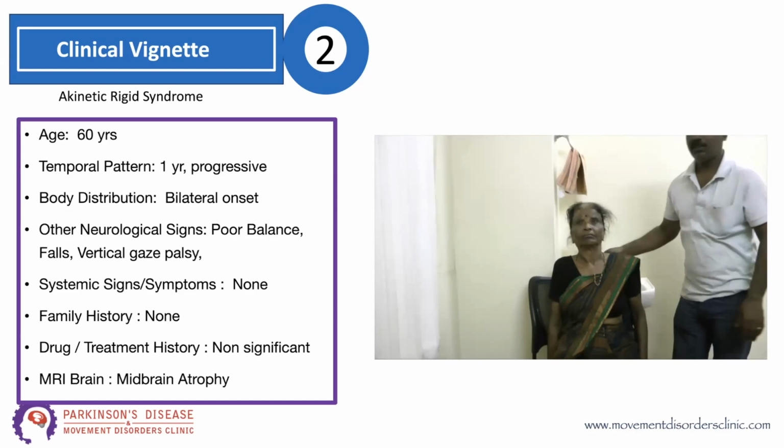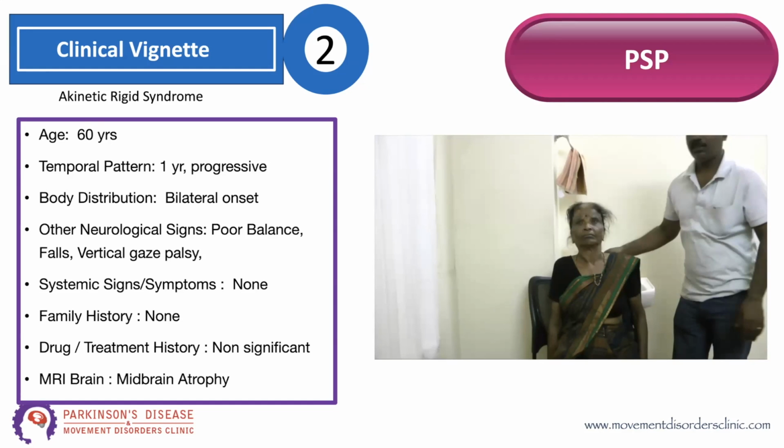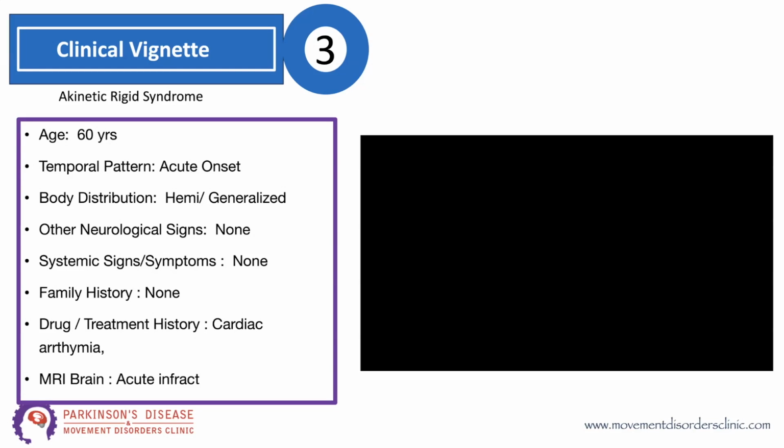So what is our classical thinking about this? This patient, we know that now, is having akinetic rigid syndrome, however associated with vertical gaze palsy, and we would like to call it PSP, or progressive supranuclear palsy. There are 10 different varieties of PSP, but we'll go through them later.